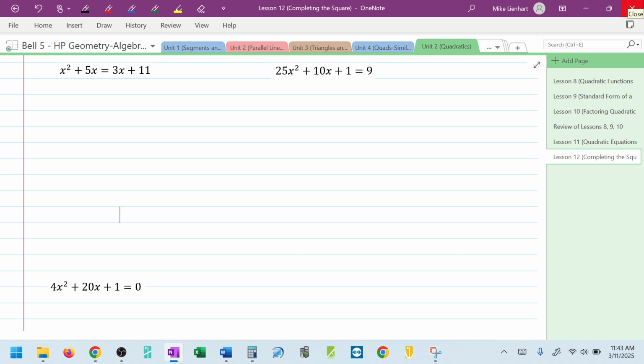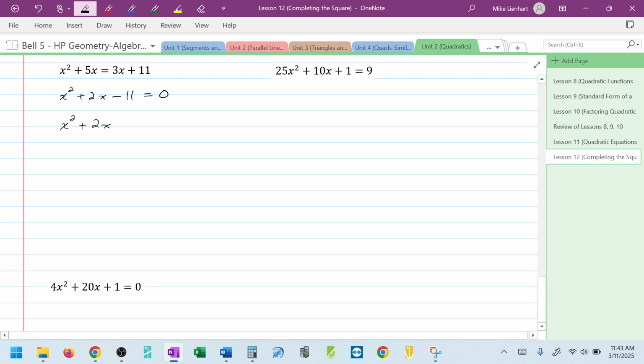All right. If I try to move everything over, in other words, set it equal to 0, I get x squared plus 2x minus 11 equals 0. Okay. That's my first thing that I want to do to solve this quadratic because I'm hopeful I can factor it. But as I look at it, I can't factor it. So then what's my next course of action? I'm going to complete the square. So I'm going to set it up.